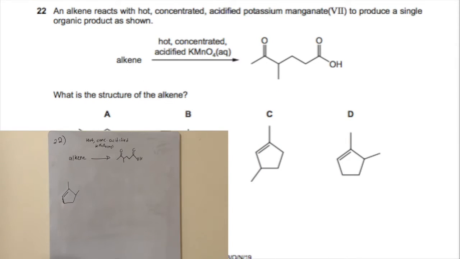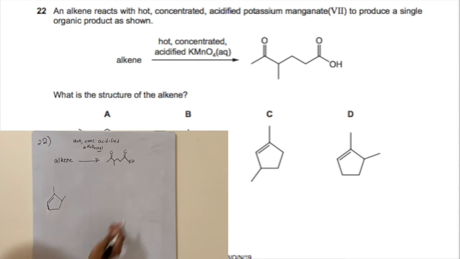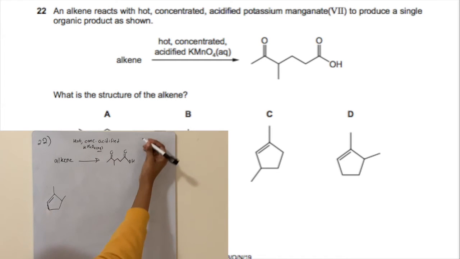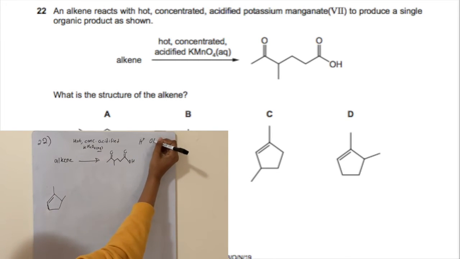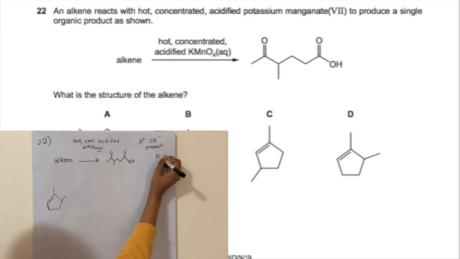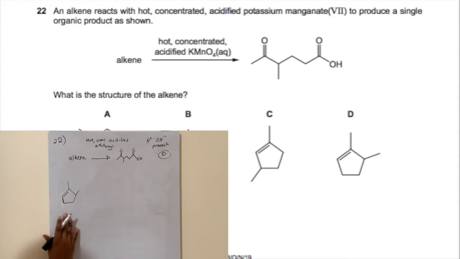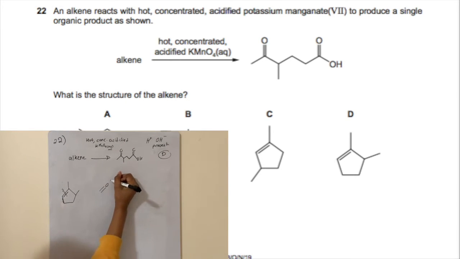Okay, so alkenes can react with hot concentrated acidified potassium manganate. Basically when something is aqueous, it means that it's in water, so that means there's H plus and hydroxide ions present. Now the answer is D, and I'll show you why. So this is what D is. This is the alkene that ends up forming this. When we use hot concentrated acidified potassium manganate, it breaks the double bond like that, and you end up getting oxygens where those double bonds were, right? And then we just continue it.